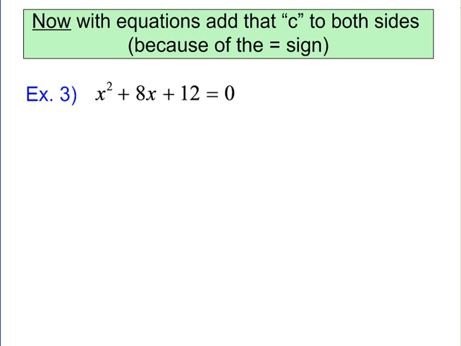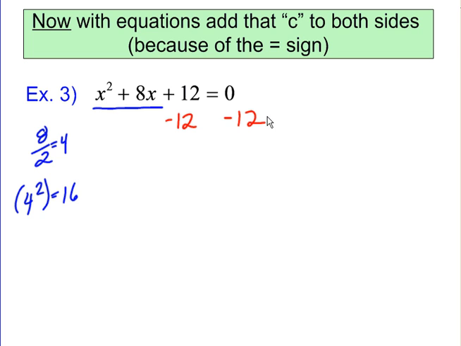Okay, so let's take a look here. Now with equations, we're going to add that c to both sides because of the equal sign. So first of all, if we were to look at this part, x squared plus 8x, we know that half of 8 is 4. 8 divided by 2 is 4, and if I take that and square it, I'll get 16. So I need this to be a 16. Now there are two ways that I can do this. I think the easiest way for students to keep things straight is to get rid of the c that you have.